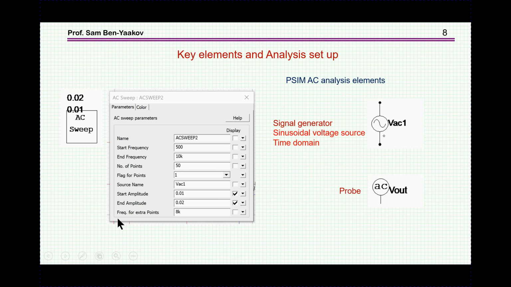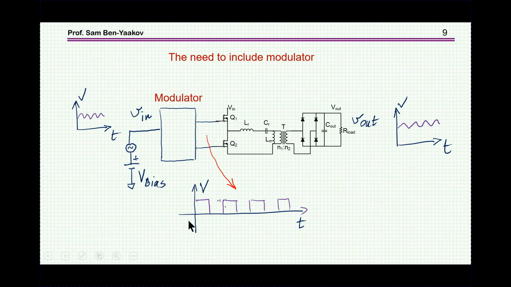And then there is a frequency for extra point, that is if you have a specific area in which you'd like to have a better resolution, you can specify it and it'll add some points around this point. So what we are going to do then, we're going to inject the signal, we're going to get the output, and PSIM will do for us this job.